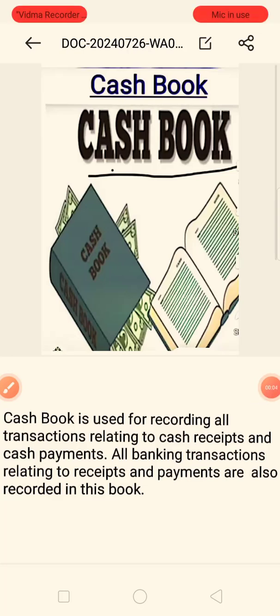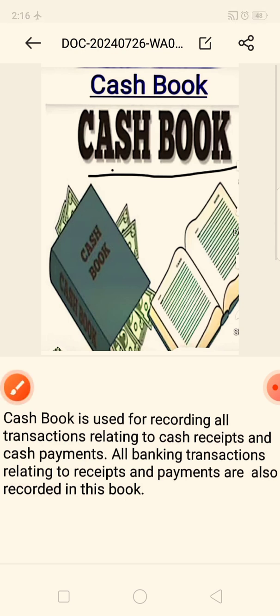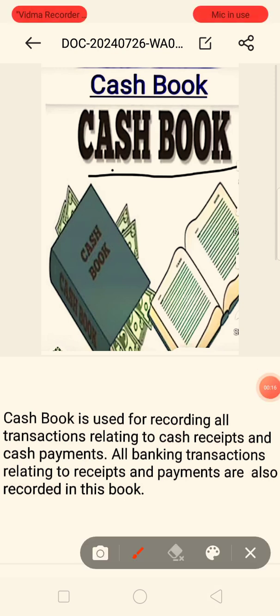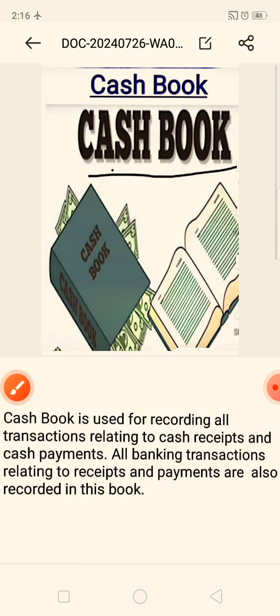My dear student, today I am studying the chapter cash book in accountancy. First of all, we will discuss what is the meaning of the cash book, my dear student. It is written, cash book is used for recording all the transactions related to cash receipts and cash payments. If there is a cash dealing and transaction, then we will record it in the cash book, and if there is no cash dealing, if there is a credit dealing, then it will not be recorded in the cash book, my dear student.